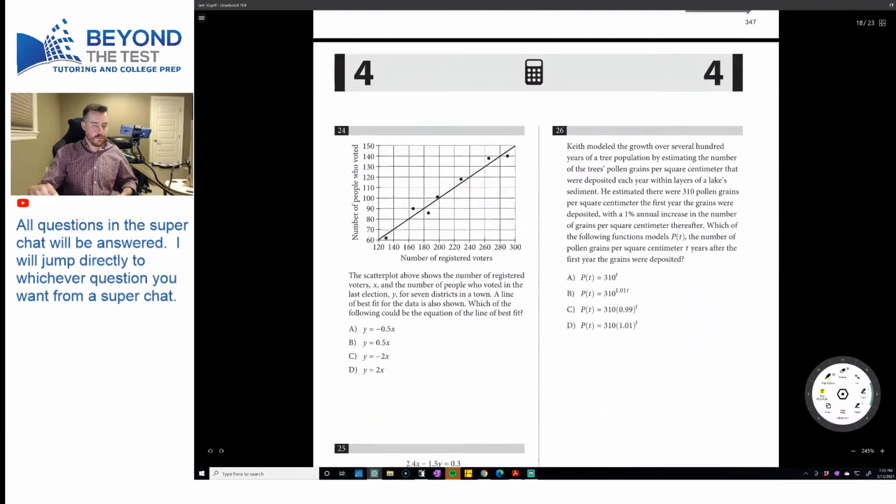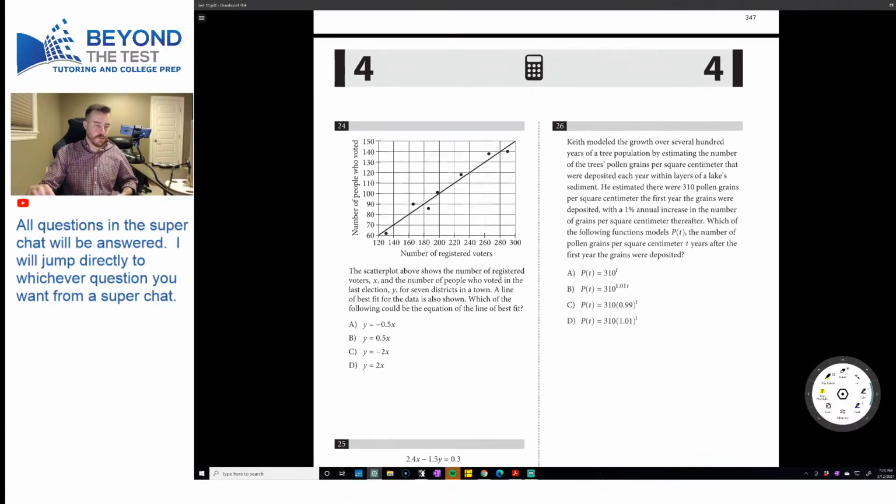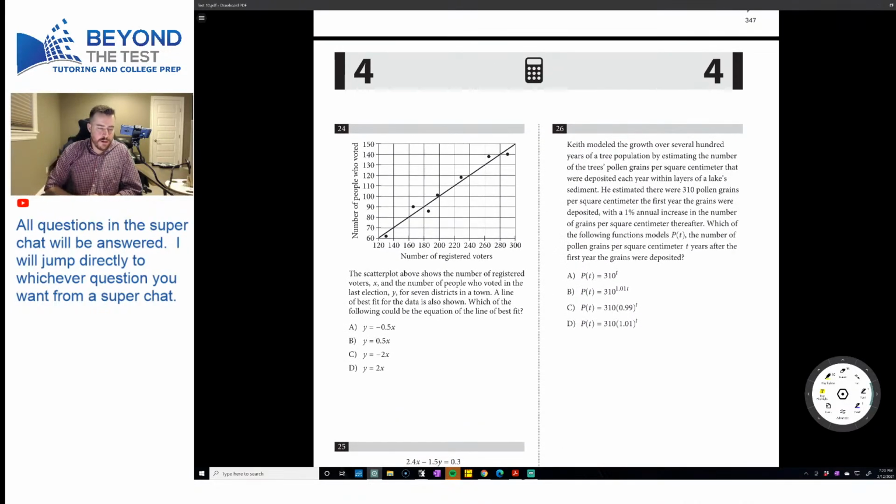All right, moving on here, we're up to question 24. It says a scatter plot above shows the number of registered voters X and the number of people who voted in the last election Y for 7 districts in a town. A line of best fit is shown, so we want to know which of the following could be the equation of the line of best fit. Okay, so let's take a look at some of these.